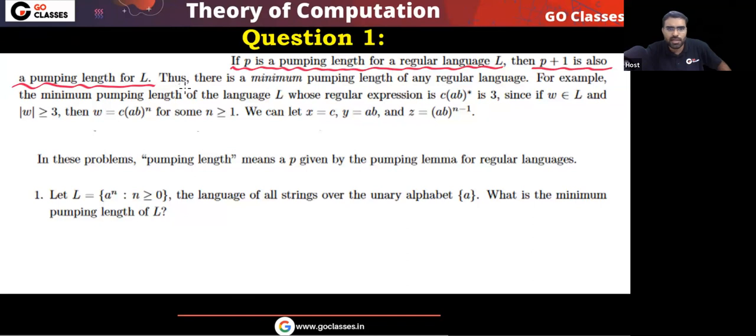So tell me, now the question is saying, from this property, can you notice there must be a minimum pumping length? Yes or no? From this property you can notice there is a minimum pumping length. You can find the minimum pumping length for any regular language. Now the question is saying, for example, the minimum pumping length for this language is 3. Let's prove it. Let's take it as a question.